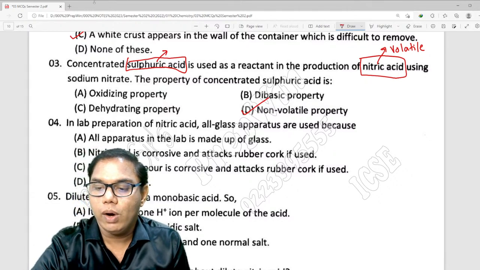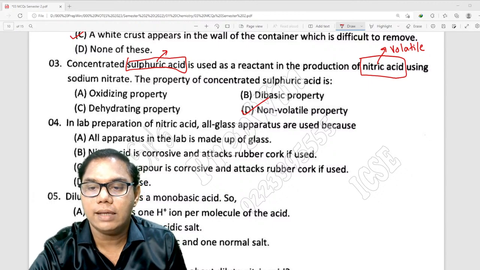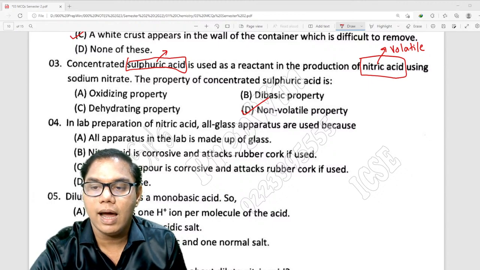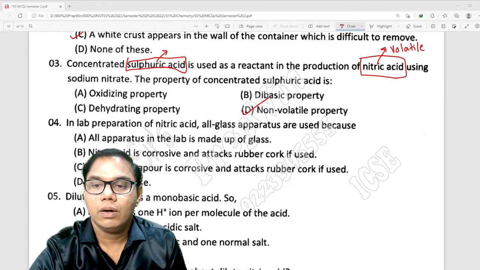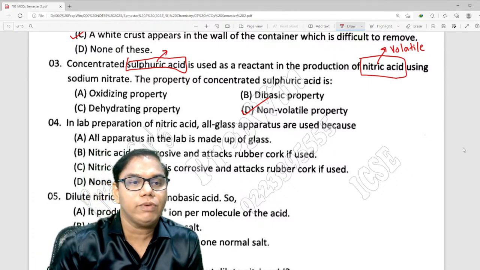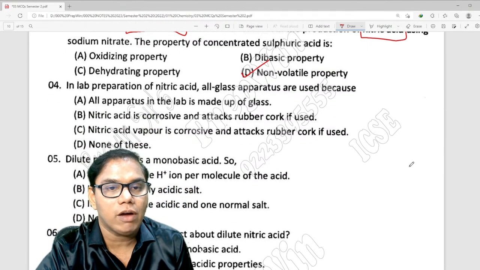Yes, Shravani, KV, your answers are correct. Can we move ahead? Okay, can we move ahead? Yes, we go.